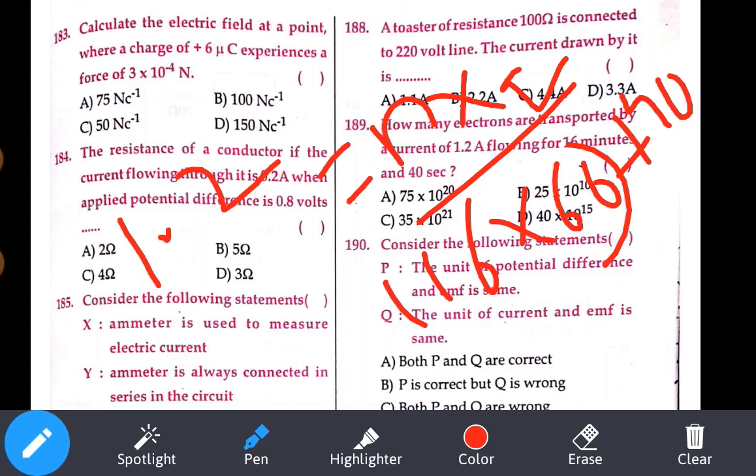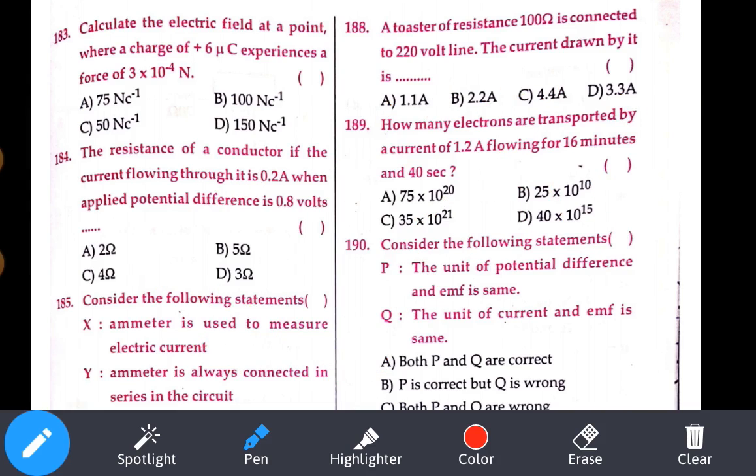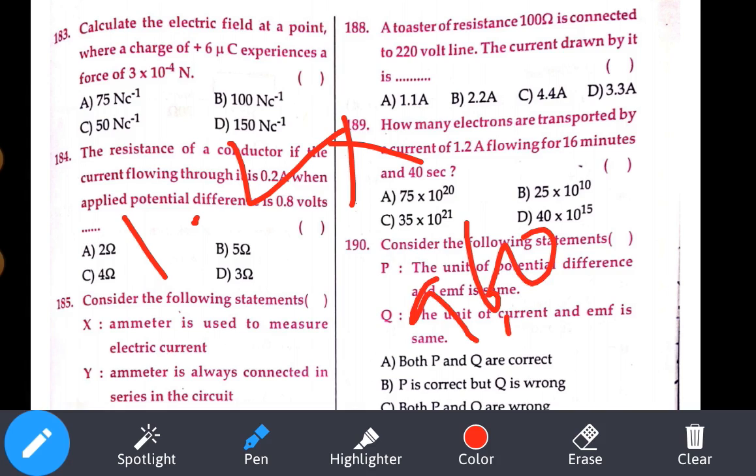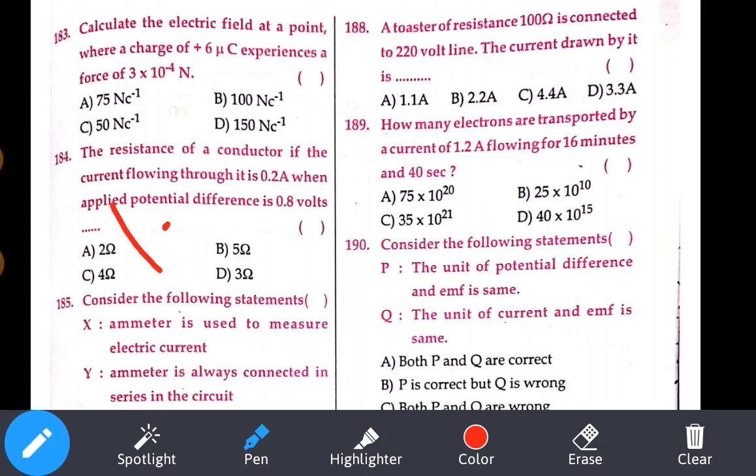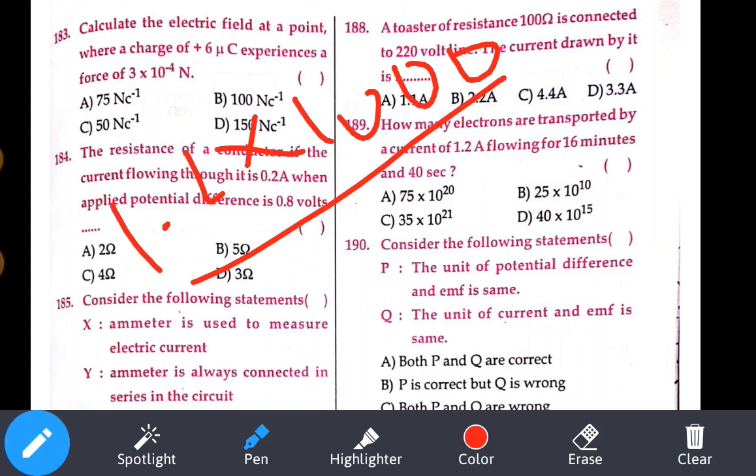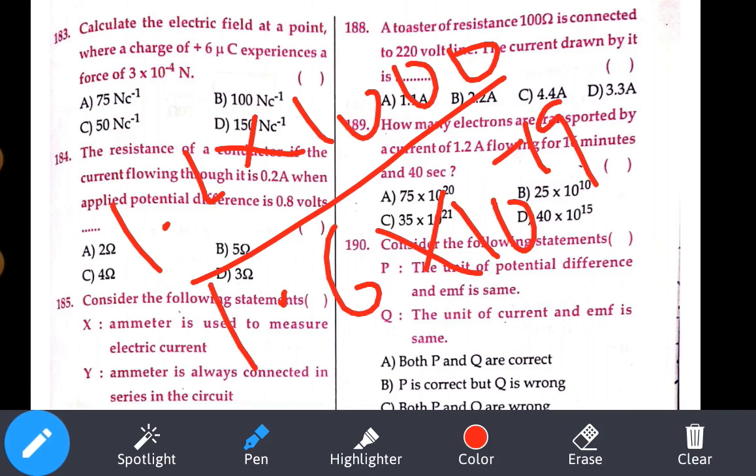Understood. So 16 sixes are how much? 6 sixes are 36, 3 sevens, 8, 9, 96. So 96 into 10 is 960. So what will you get? 1.2 into 960 plus 40. 960 plus 40, so 1000 you will get. 1.2 into 1000 by how much? Q value 1.6 into 10 power of minus 19 coulomb.